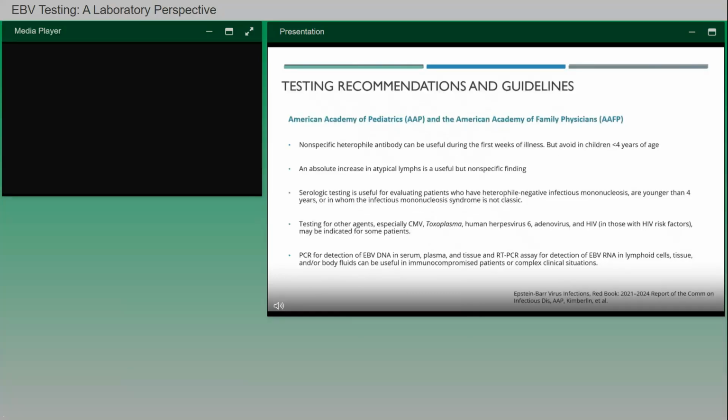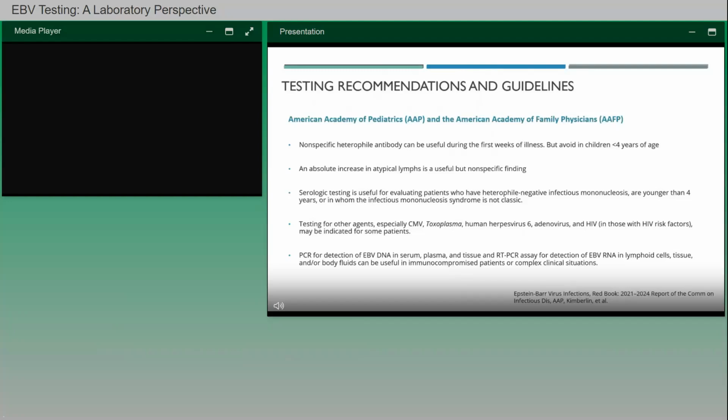But let's bring it back to the common primary care application, which is obviously what most of us are going to see in our laboratories. So I looked at some current recommendations from the American Academy of Pediatrics and the American Academy of Family Physicians, and basically this is what they say about EBV testing. And you can see how generalized a lot of these guidelines are. So they say that nonspecific heterophile antibody testing can be useful. So the Monospot, for example, can be useful during the first weeks of illness, but not in children less than 4 years of age. An absolute increase in atypical lymphs is useful, but non-specific.